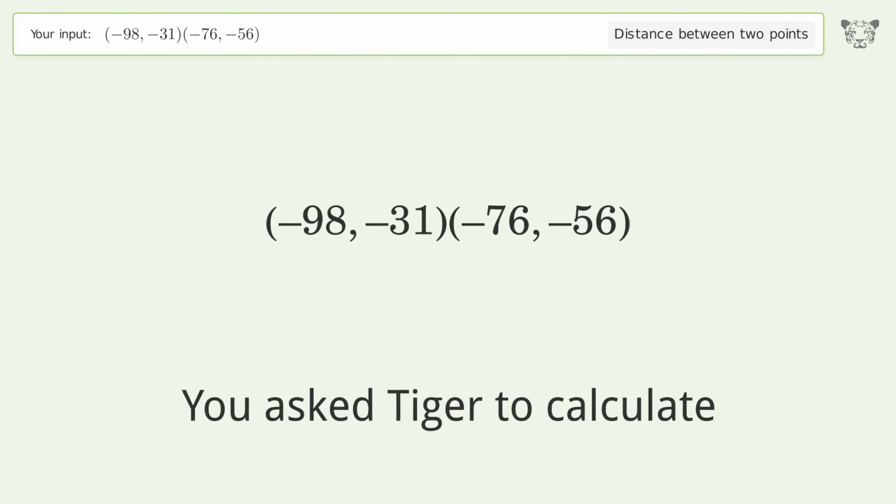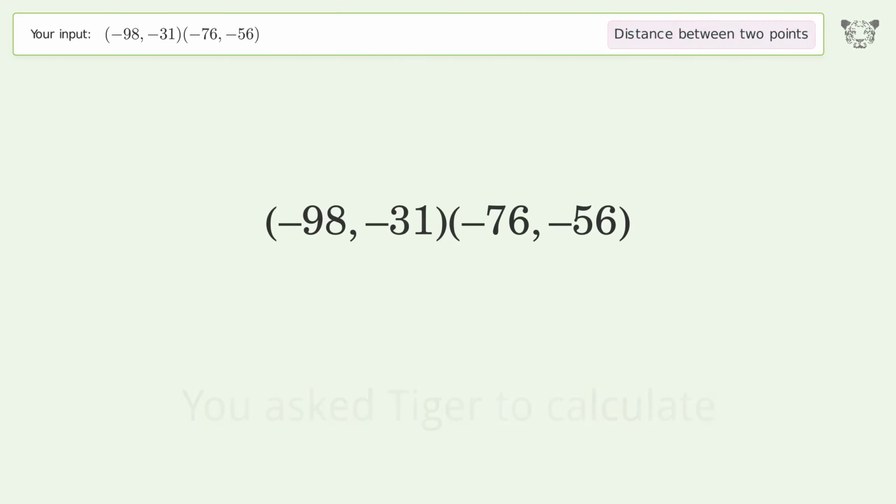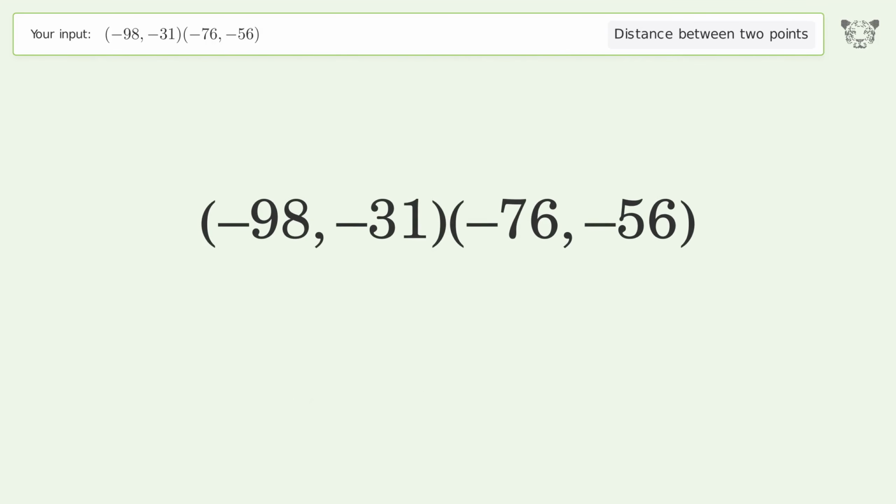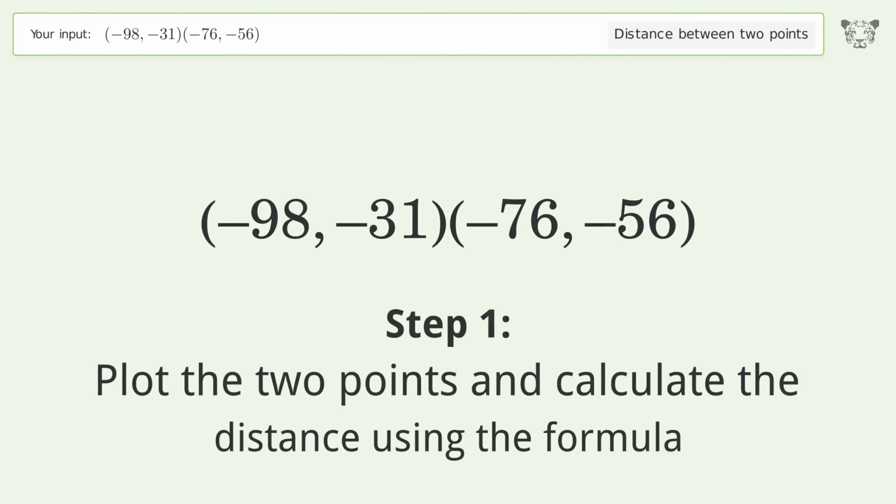You ask Tiger to calculate. This deals with the distance between 2 points. The distance between the 2 points is the square root of 1,109, or 33.302. Let's solve it step by step. Plot the 2 points and calculate the distance using the formula.